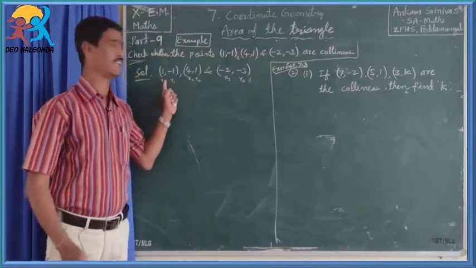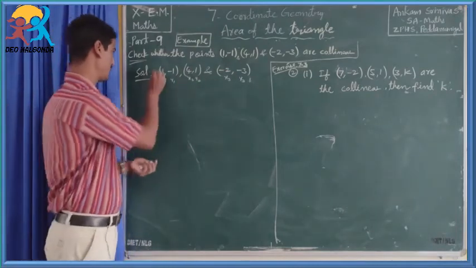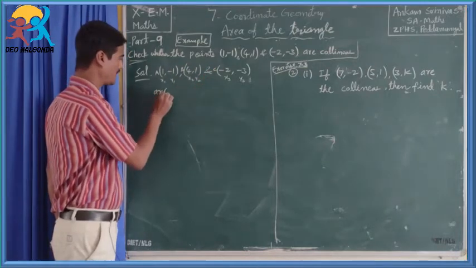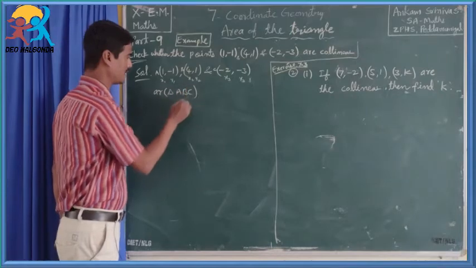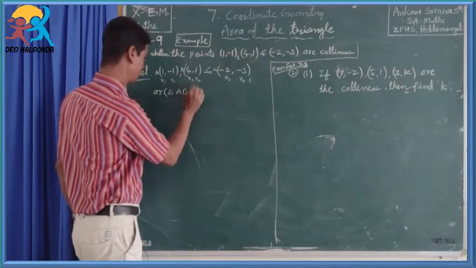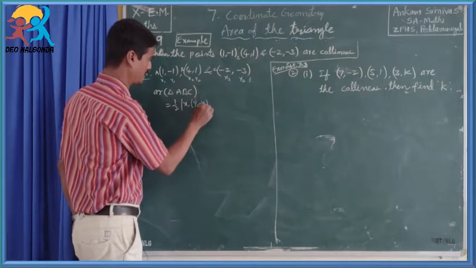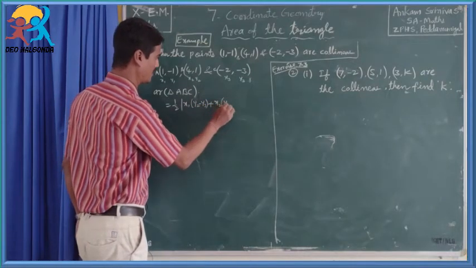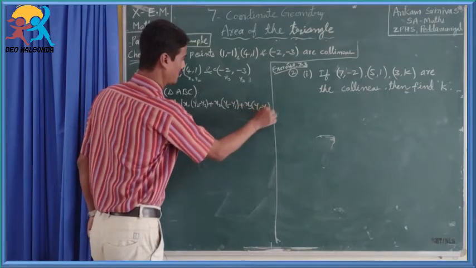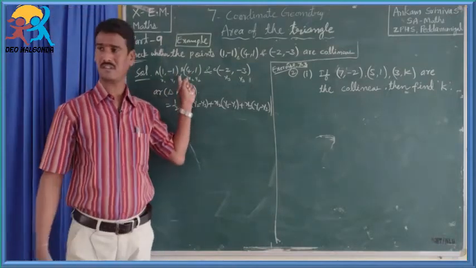So find the area of triangle as per given vertices. Let us suppose the names of these are A, B, C. Now find the area of triangle ABC. We know the formula: x1(y2 - y3) + x2(y3 - y1) + x3(y1 - y2). Using this formula, we have to find the area of the triangle.